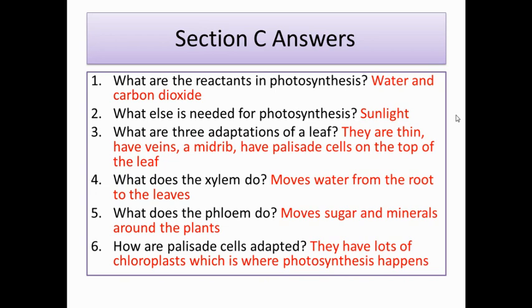How are palisade cells adapted? They have lots of chloroplasts, which is where the photosynthesis happens, okay? So if you've also said they're found at the top of the leaf, that's also an adaptation, so give yourself a tick. Okay, so hopefully we've done really well on that section after the improvement slides earlier.